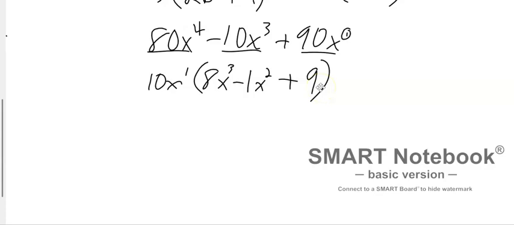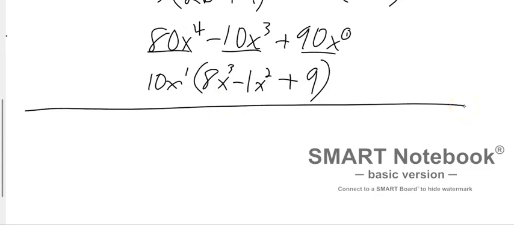Because the x's cancel. That's it. Now, that's a straight GCF one. We'll come back to a GCF inside some of the other ones, but that's it for GCF. Okay?